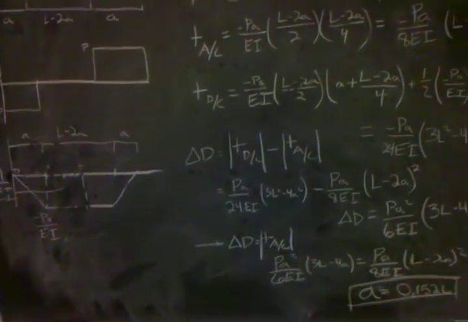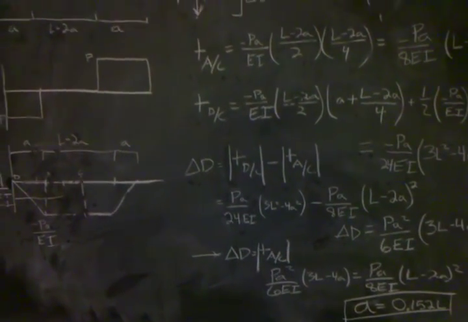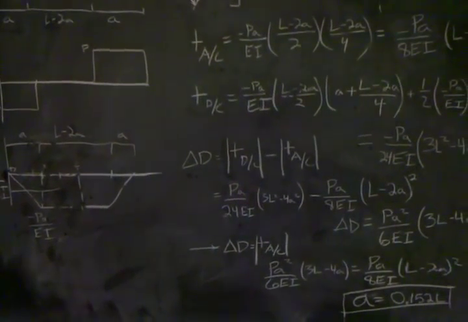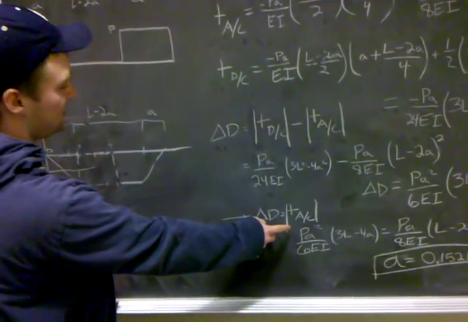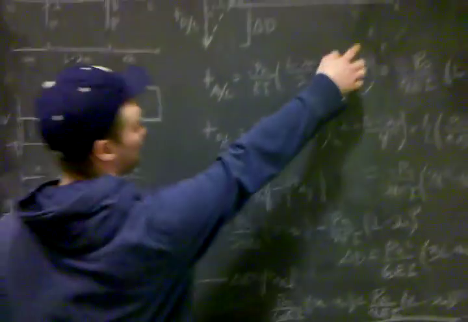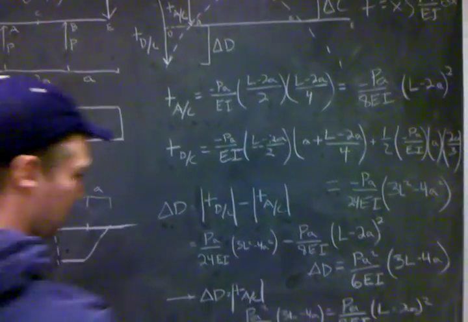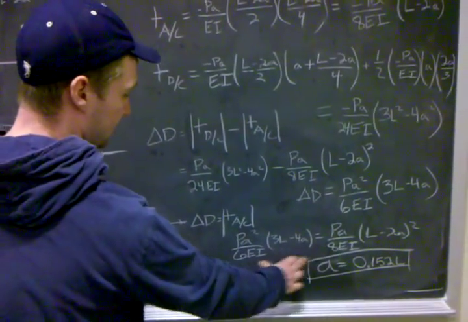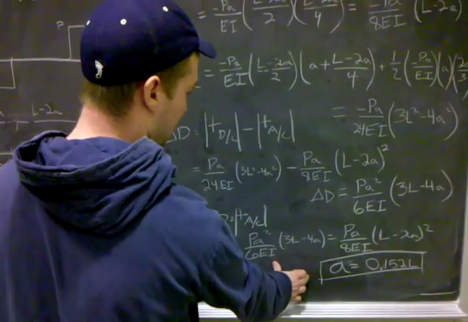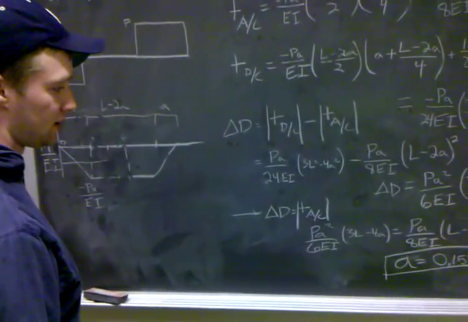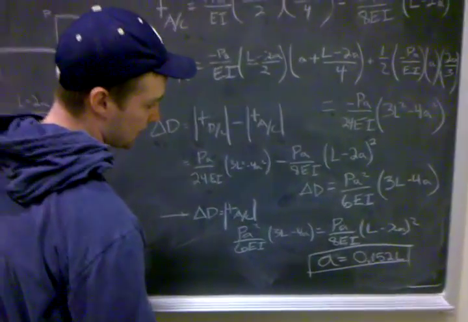And we're trying to find delta D, like we said earlier, so that delta D is equal to delta C. So delta D equals TAC, because TAC is equal to delta C. And from there, we plug in our lengths that we got earlier, and we solve for A in terms of L, and therefore we get an answer of 0.152 times the length.